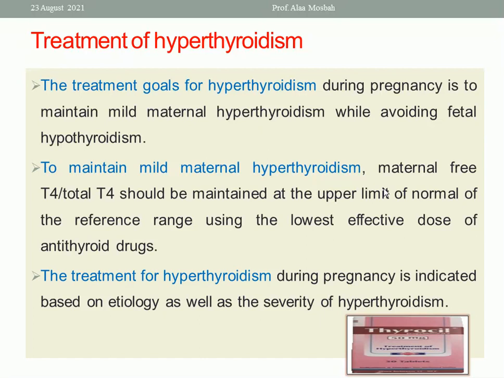The treatment for hyperthyroidism during pregnancy is indicated based on etiology as well as the severity of hyperthyroidism. And this is a picture of the drug which is given as a treatment of hyperthyroidism.